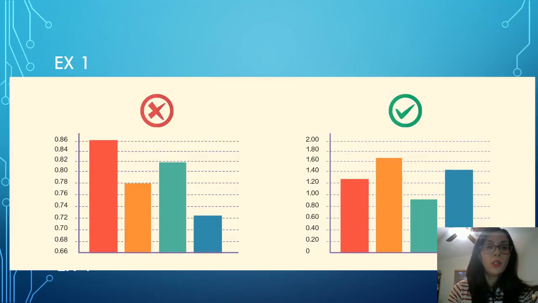So here you'll notice that the one with the X, they didn't start at 0. So the differences that at first glance seem significant are actually really small and not that significant. Unlike the bar graph with the check mark, which did start at 0. So always look to see how it's visually represented.